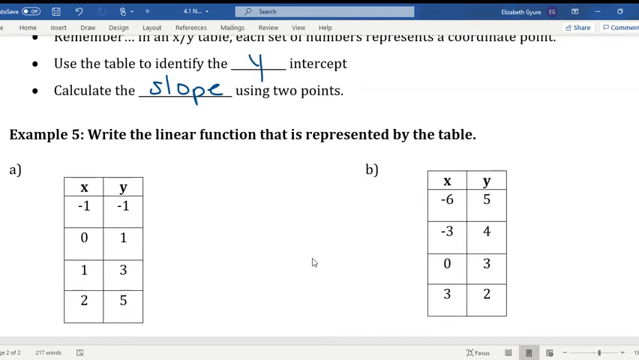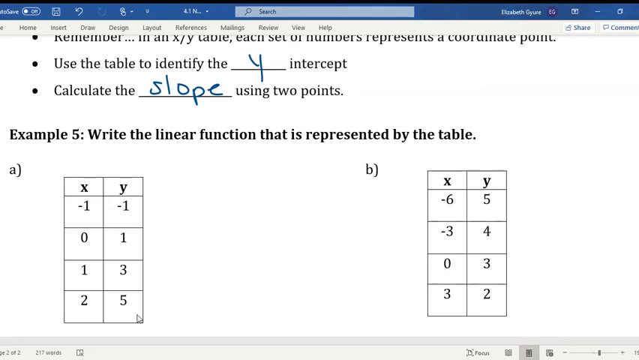Okay. The first thing I would do, well, actually, you could calculate your slope right away if you want, because aren't all of these points, every single one of these, a coordinate point? This is -1, -1. This is 0, 1. This is 1, 3. This is 2, 5. Could you pick any two you wanted and just find your slope? You could, yeah. All right, so that's one thing you could do. Or if you want to have a place to start, you could find your y-intercept.